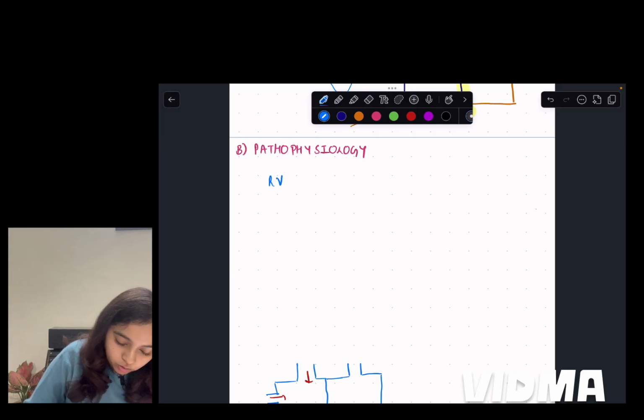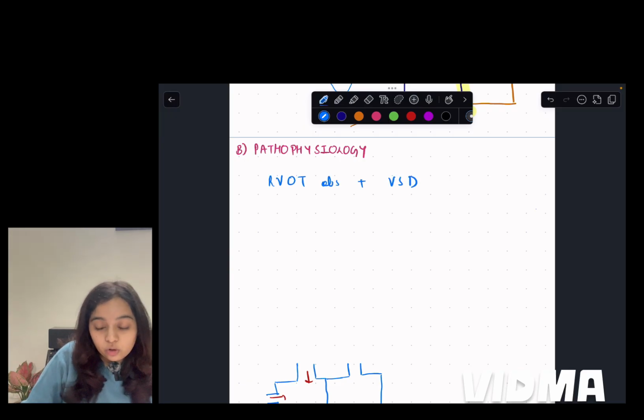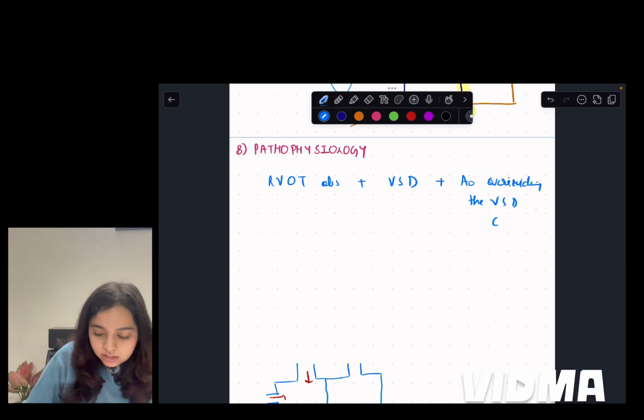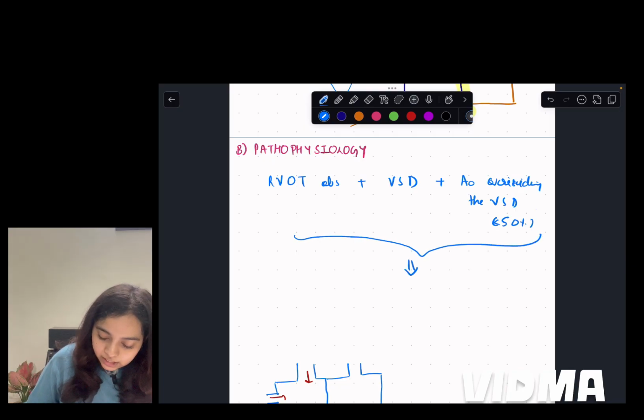Due to the right ventricular outflow tract obstruction, plus the presence of the large VSD and also the aorta overriding the VSD, but the overriding is always less than 50%, it leads to the blood going from the right side towards the left side, which leads to cyanosis in the child.